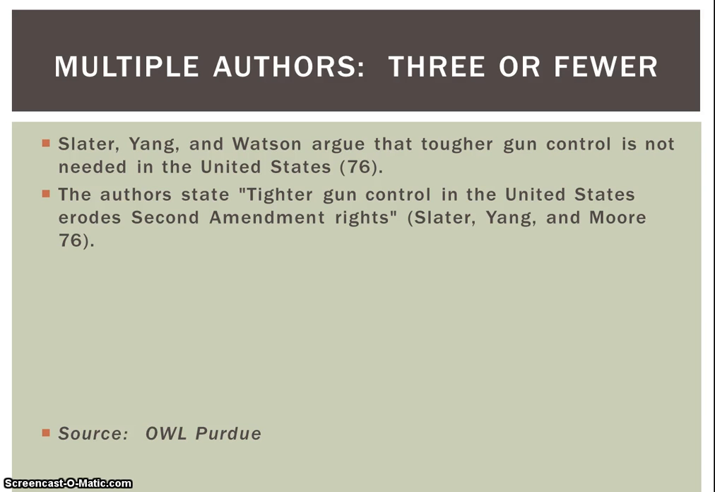Many of you may also have multiple authors, and in this case, for instance, you'll see here what we have to do is introduce them. Slater, Yang, and Watson argue that tougher gun control is not needed in the United States, and then page 76. If we don't know page numbers, then we're going to have to do what's done in the second example there and do Slater, Yang, and Moore.